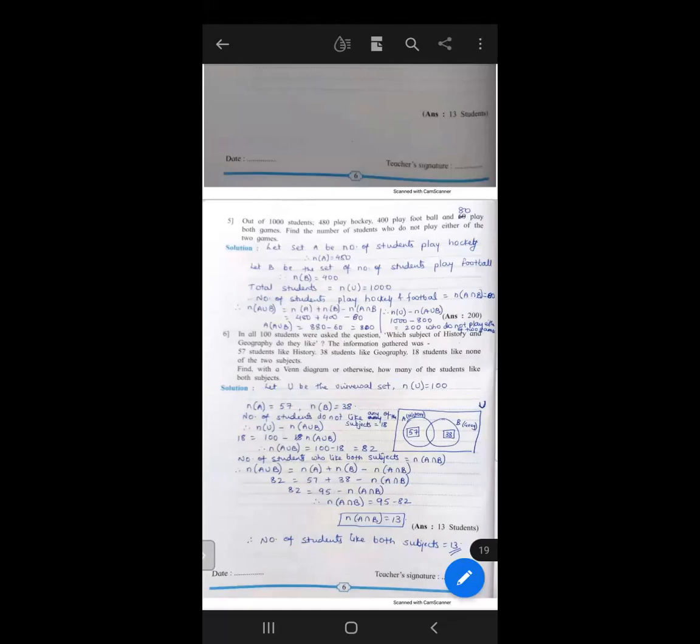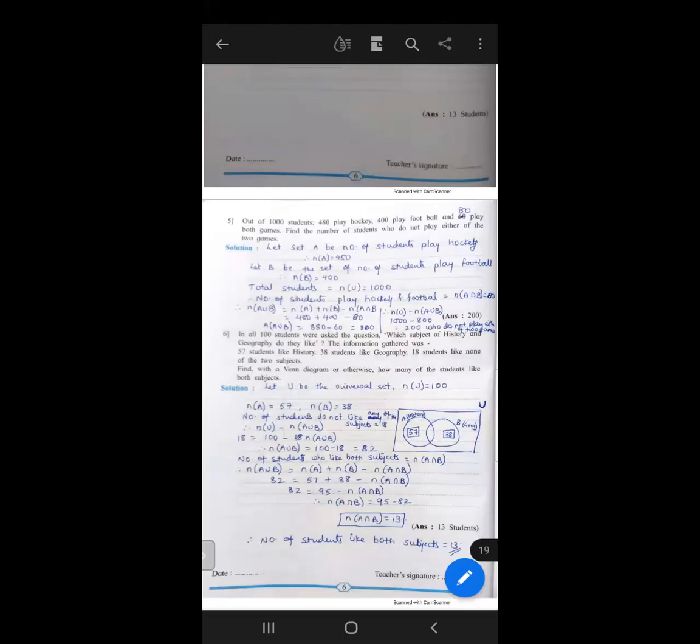Among the 1000 students, there may be some students who don't like sports. So there may be a few students, and that number we have to find out: how many students are there who do not play either football or hockey.